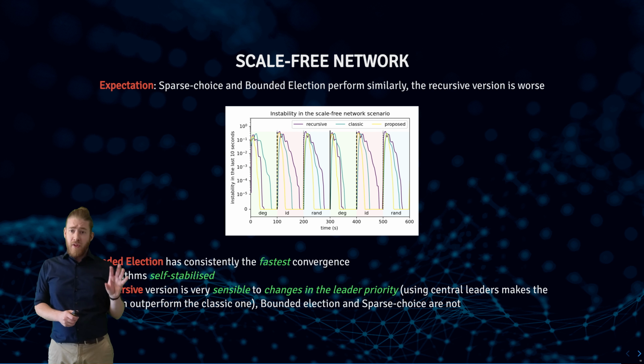Changing the leader priority from the node degree to a distribution that does not consider the shape of the network has little impact on bounded election and on the classic version, but it has considerable impact on the recursive version, which works even better than the classic one when the high degree nodes have higher priority.